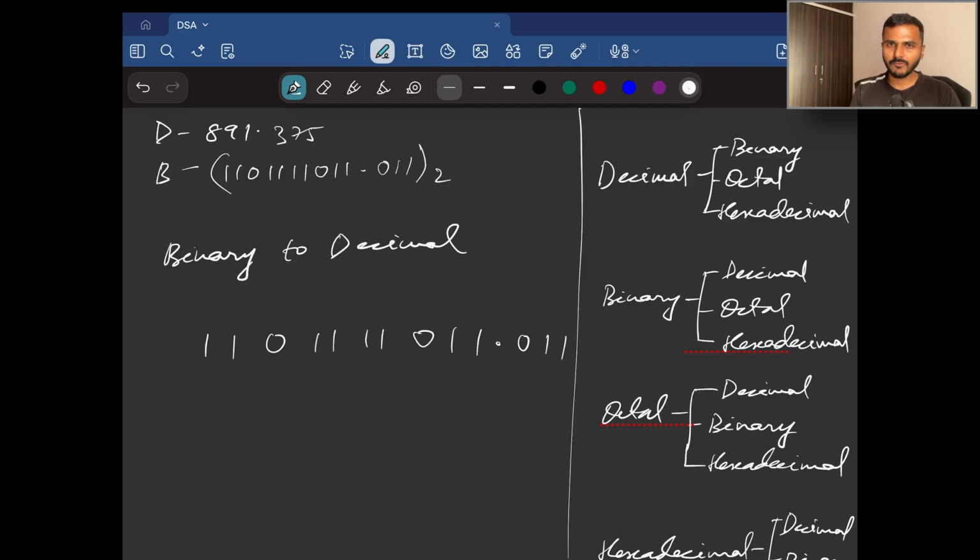The first thing that we will have to do over here is specify the position. So we'll start with the whole number part and we'll start from the rightmost digit.